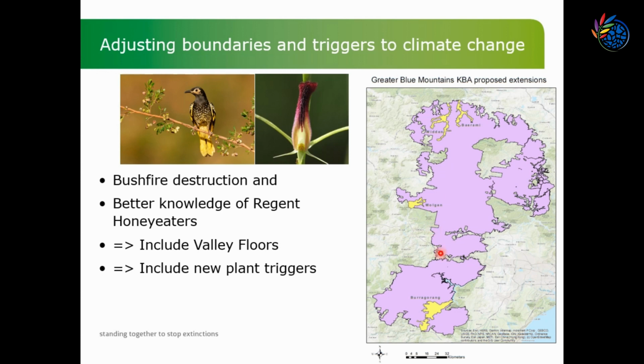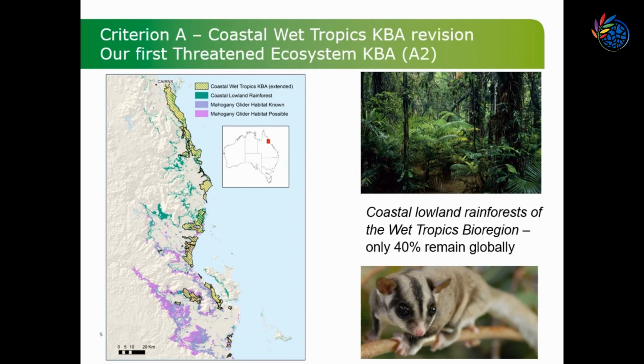And yeah, the fires also put a lot of plant species like orchids into peril, so we include them as trigger species as well. Another example for criterion A revision is the Coastal Lake Tropics KBA, where we looked at including threatened ecosystems as a KBA trigger. So criterion A2, the coastal lowland rainforest of the wet tropics is globally threatened and less than 40% remain. While we were doing that, we could also look at the mahogany glider, a threatened mammal species to include.